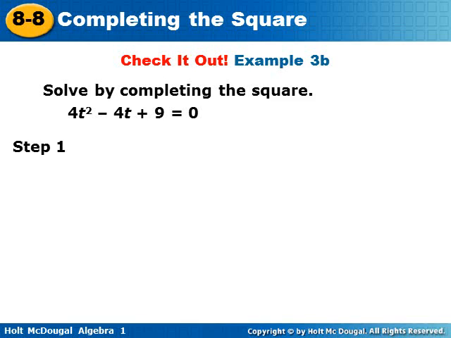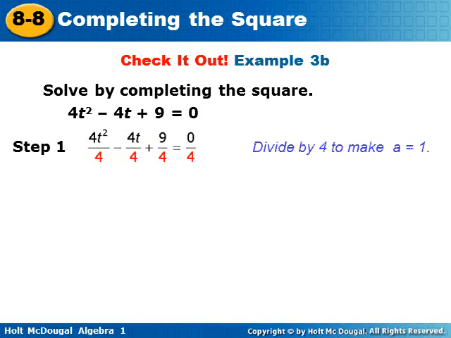Solve by completing the square. 4t squared minus 4t plus 9 equals 0. This one's for you to try, and then you can check back for your answer. So we're going to divide by 4 to make a equal to 1. So we divide all terms by 4, and that gives us t squared minus t plus 9/4 equals 0.